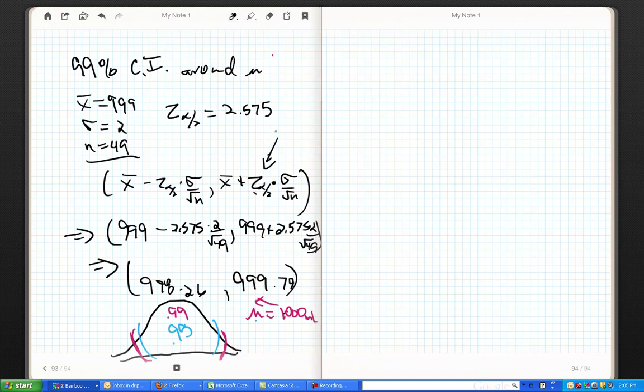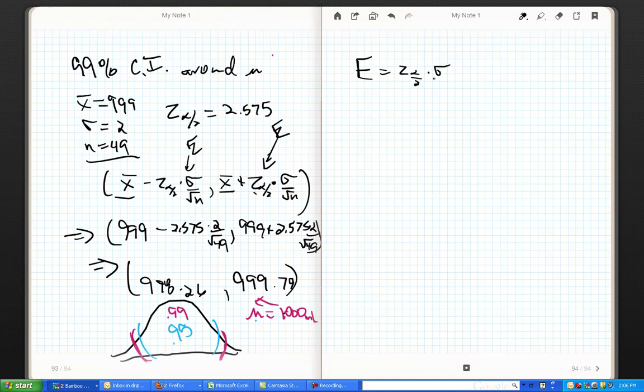Remember, this is my error. It's how far off my point estimate is going to be to create the confidence interval so that I'm 99% confident that the true parameter is in that interval, right? So if I use simple algebra, E equals Z alpha halves times sigma over root n, and I'm looking for how big I want my sample to be before having done any research. Watch, it's super easy.